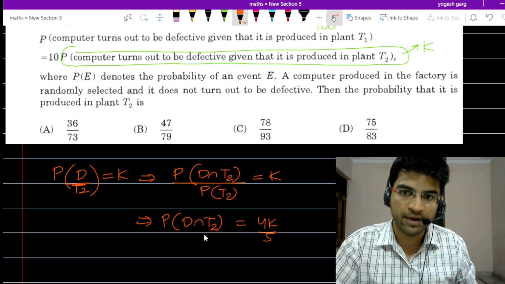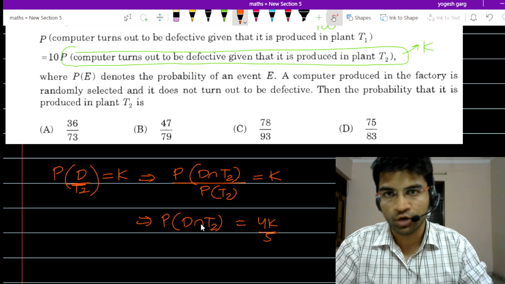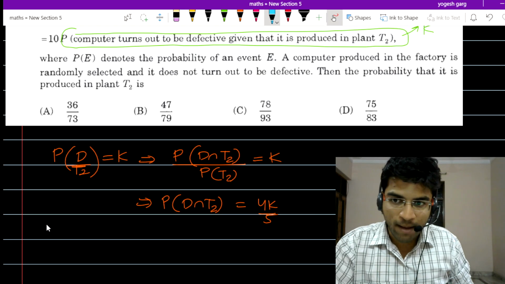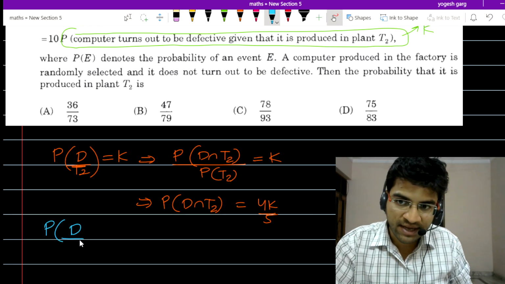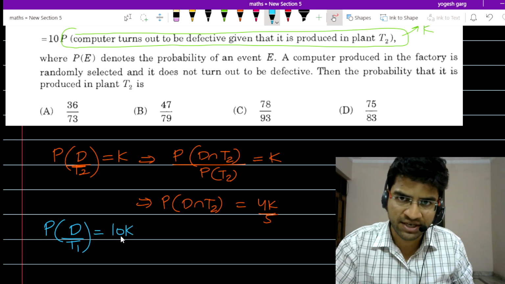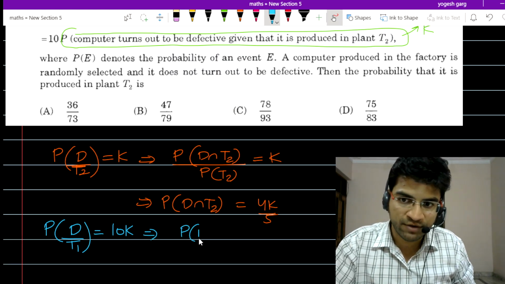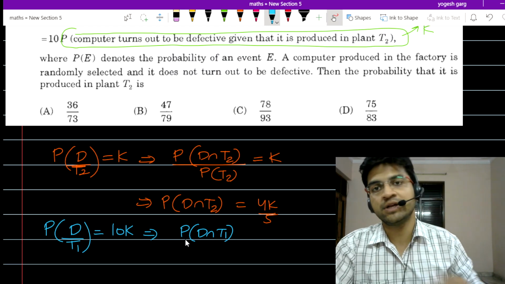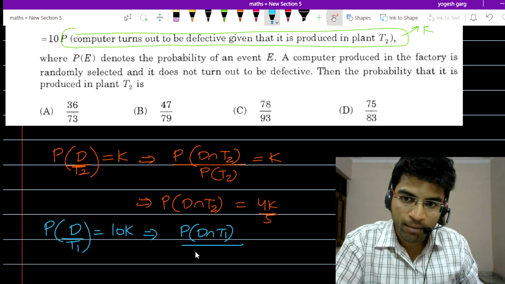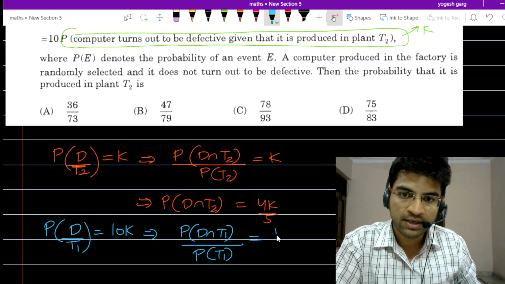So we have from this expression that probability of D intersection T2 is equal to 4K by 5. I hope you are getting this. Probability of a computer being defective and produced from T2 is equal to 4K by 5. In the same manner, the probability that the computer is defective given that it is produced from plant T1 is equal to 10K, right? It is mentioned, it is 10 times the other probability. Now it can also be written as probability of D intersection T1, that is the computer is defective as well as it is produced from plant T1, upon probability of T1, is equal to 10K, right?